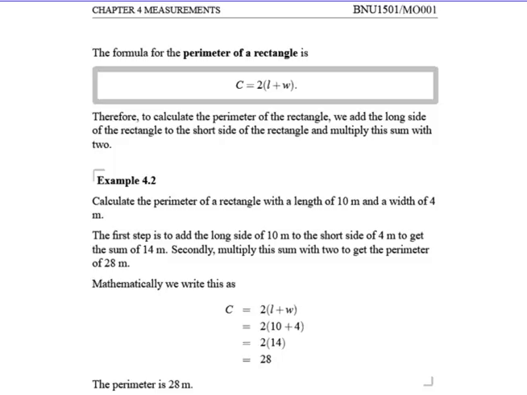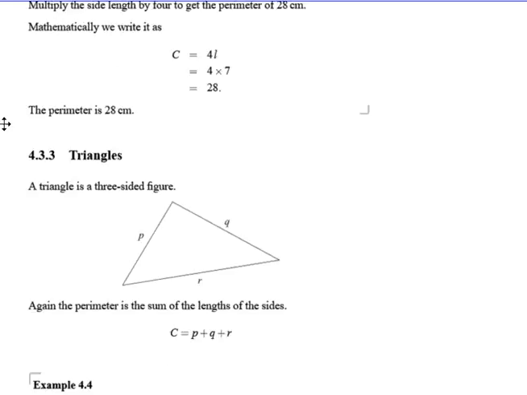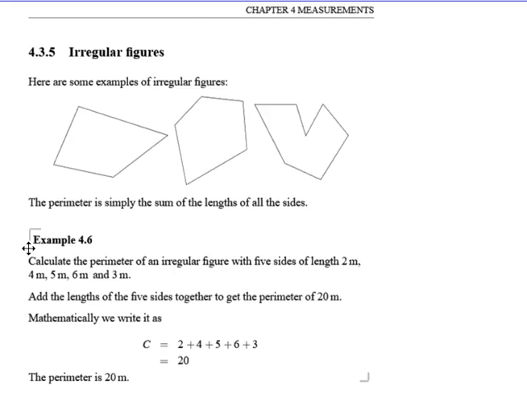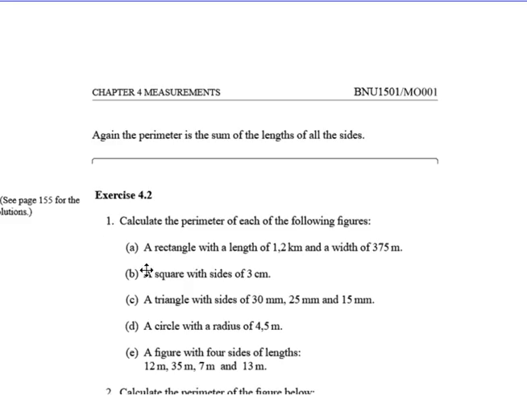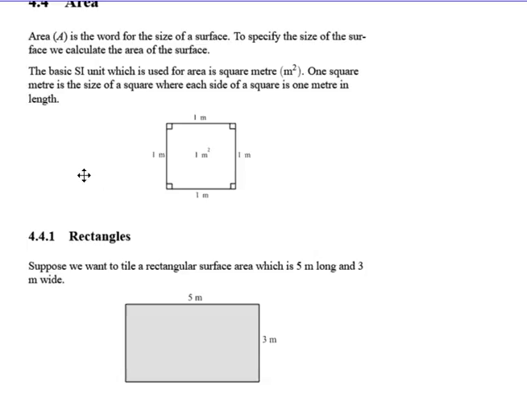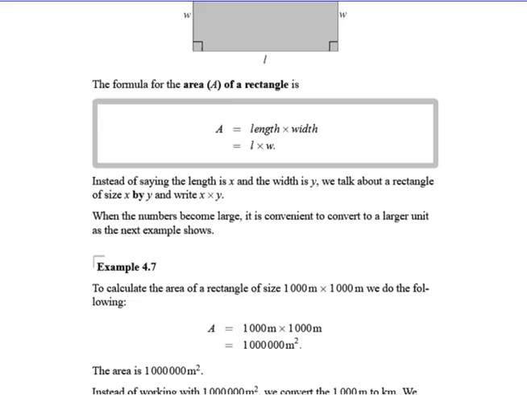And we looked at formulas for squares and for rectangles. We then looked at area, and we also looked at the formula for the circumference of circles. We then looked at a formula for the area of a square, a formula for the area of a rectangle, and we discussed how to do the area of triangles.